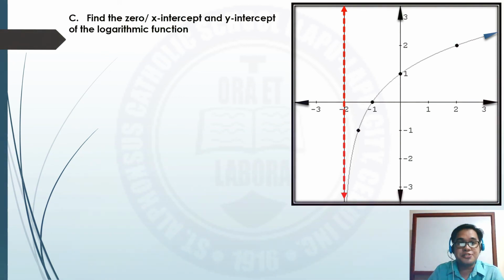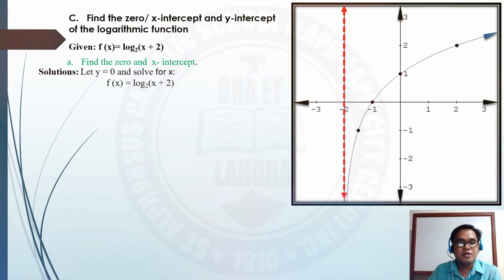So we are going to find the zero or x-intercept and y-intercept of the logarithmic function. So consider this given function, which is the logarithm of x plus 2 to the base 2. So here are the solutions. Let y be equal to 0 and solve for x. So first, we are going to copy the given and then change f of x into y. And then substitute y with 0, and the equation becomes 0 is equal to the logarithm of x plus 2 to the base 2. After which, we are going to use the symmetric property of equality. That is why this is the phase of our equation.